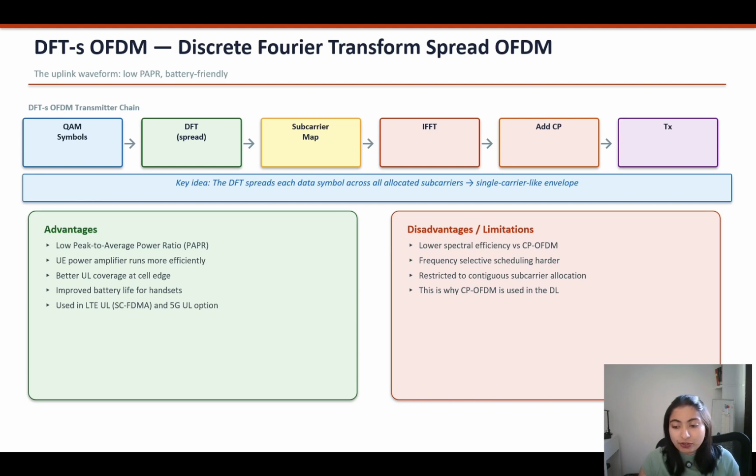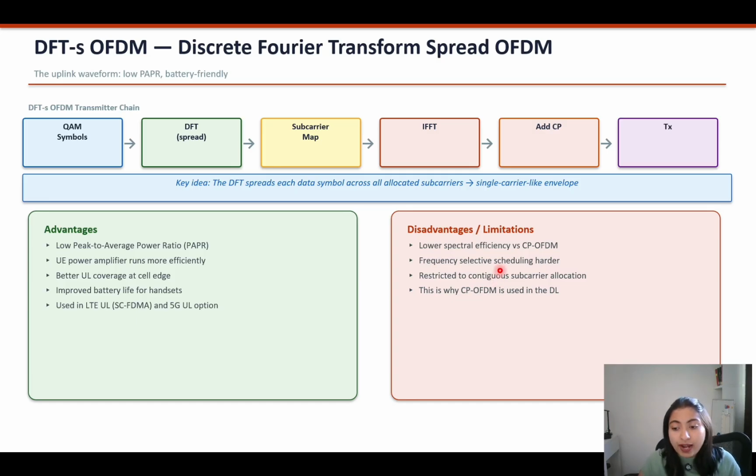But it has disadvantages. There is lower spectral efficiency compared to cyclic prefix OFDM. And also, frequency selective scheduling, that means the process of assigning different users to the best subcarriers for their channel, is even harder. DFT-s OFDM also limits you to contiguous subcarrier allocations, and also to a single layer of MIMO. So MIMO is not that effective with DFT-s OFDM.